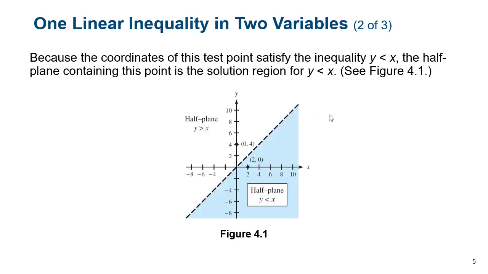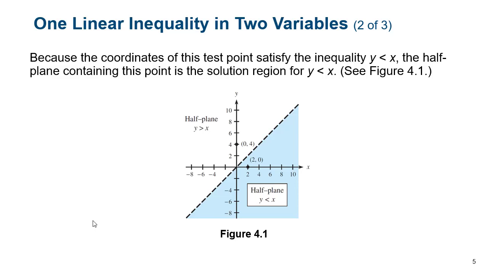So for instance, here's the line y equals x, a dashed line, right? It's a nice 45-degree angle line, goes right through the origin. And if we're doing y less than x, we can pick this point (2, 0), plug it in, where x is 2, y is 0, and it's true that 0 is less than 2, so we know that we shade this half. Now it's pretty obvious if we're looking for values where y is less than x, it's going to be below the line.